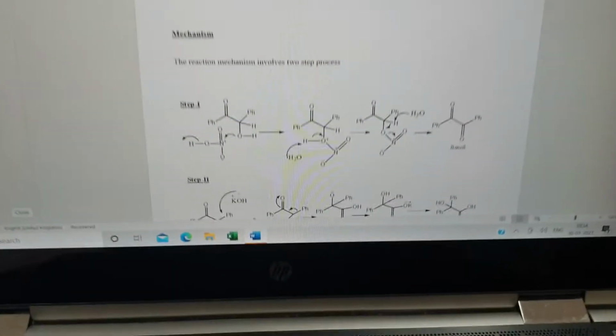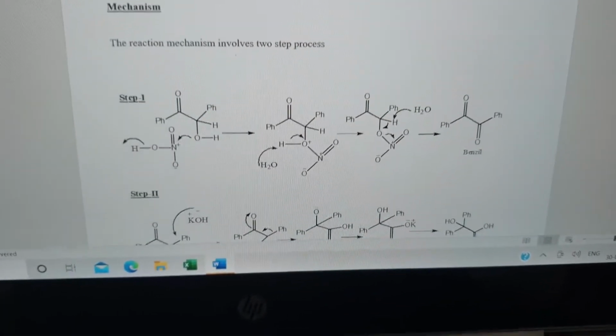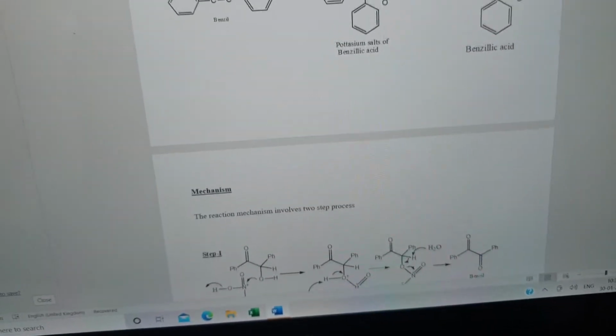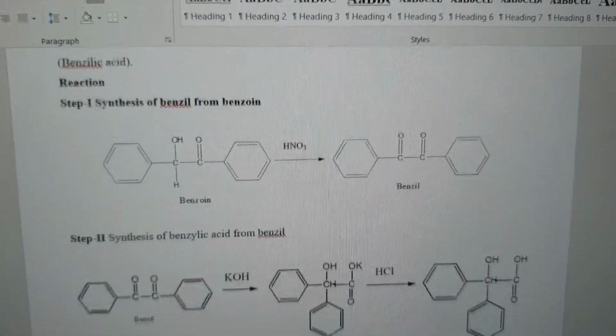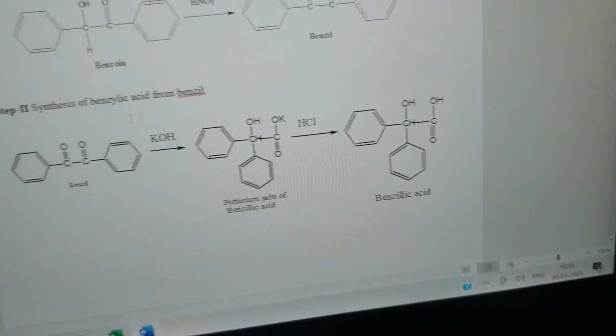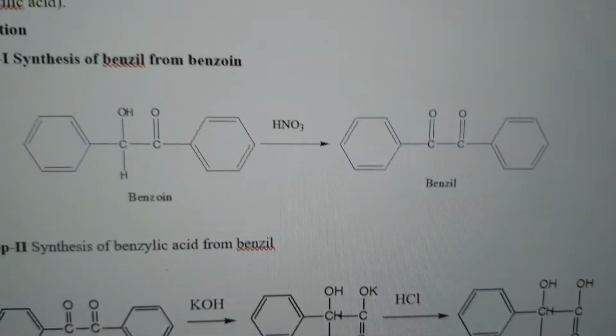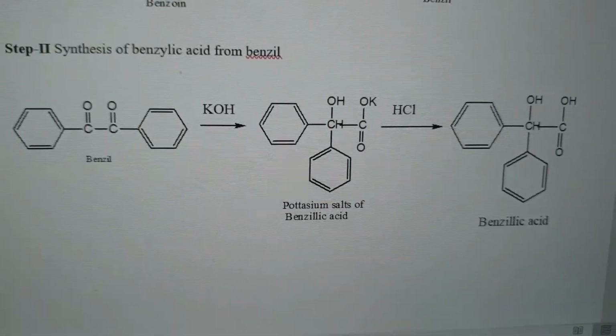Here we have discussed that in the classical, that is conventional, method we have two steps. In the first step we get the benzil, and that benzil we are going to utilize to synthesize the benzilic acid. We have discussed all this experimental part and the theoretical aspect related to the synthesis. From benzoin we are going to synthesize the benzil. That benzil we are going to utilize to get the benzilic acid. So these are the two-step method. This is one method and this is the second method.